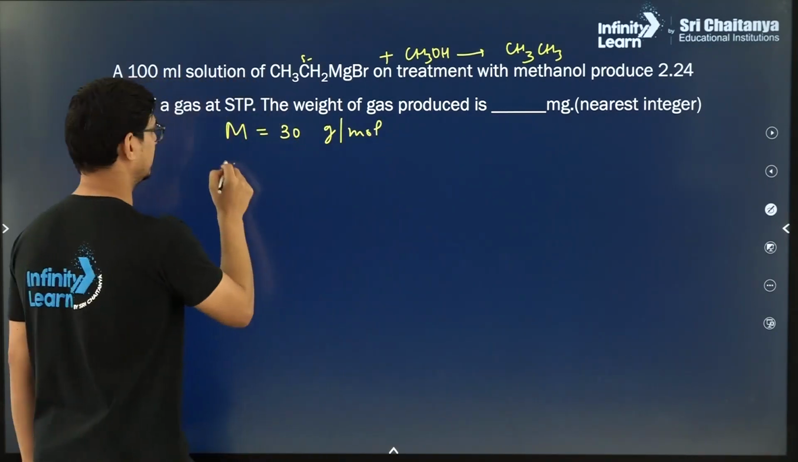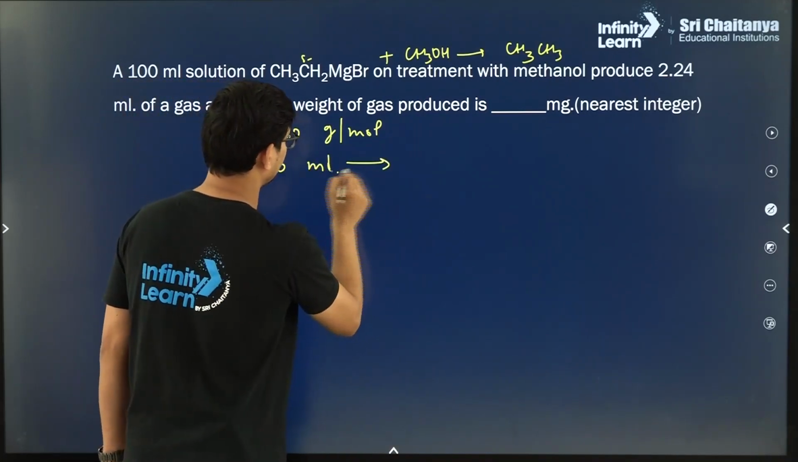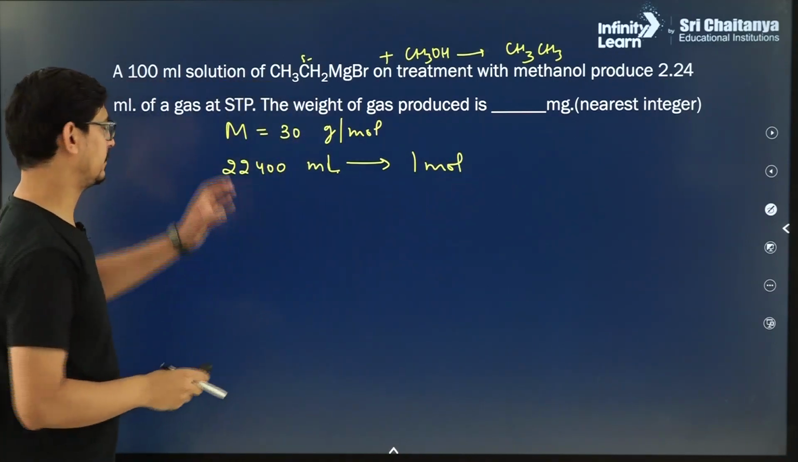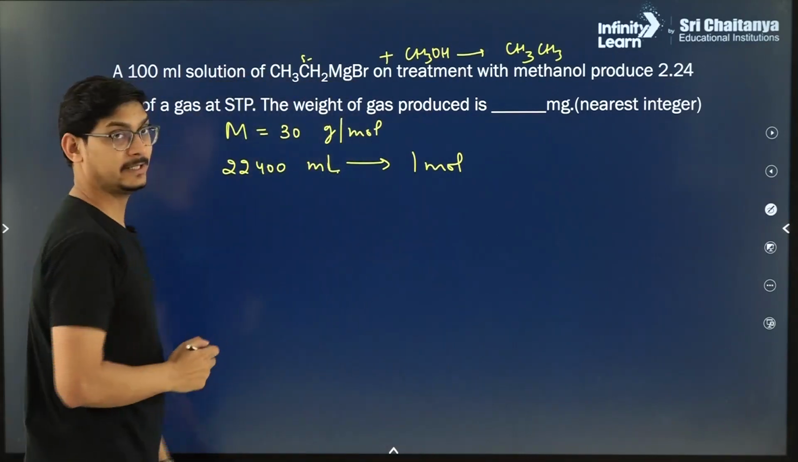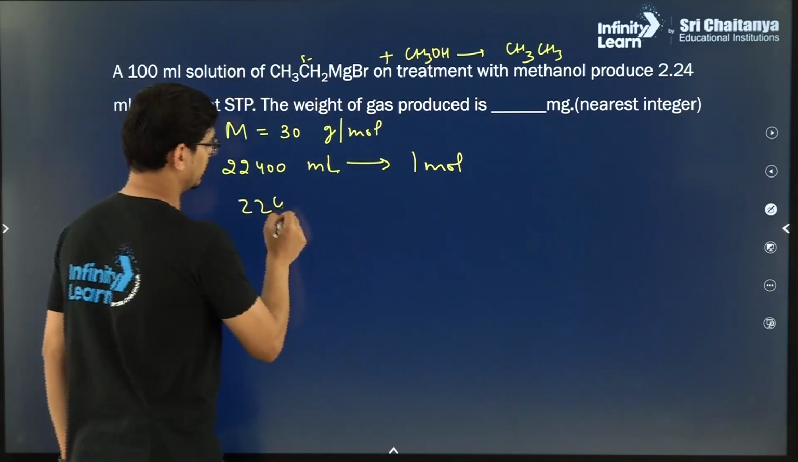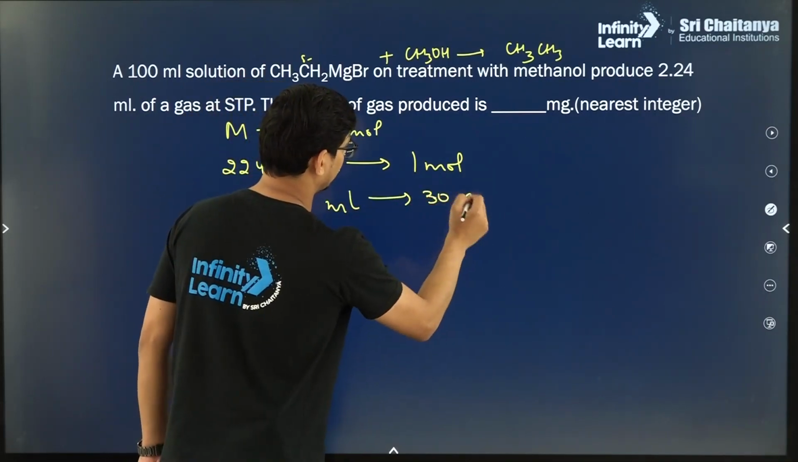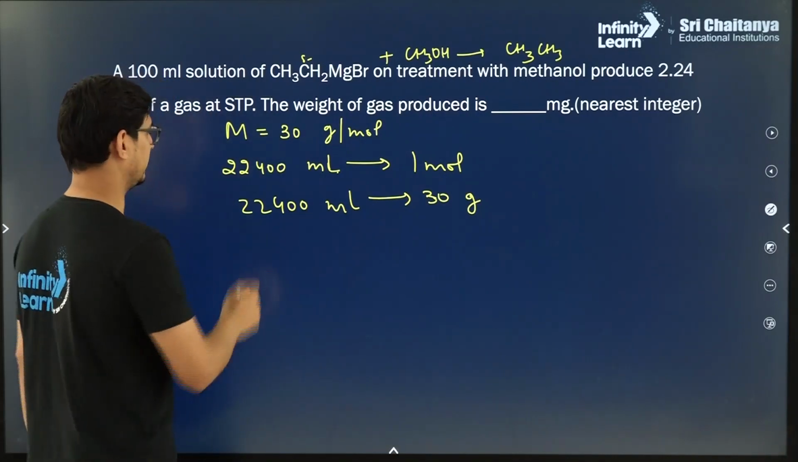Now we all know that 22,400 ml of a gas at STP is 1 mole, right? 22,400 ml of a gas at STP corresponds to 1 mole. For ethane, that should be 30 gram, right? So 22,400 ml should correspond to 30 gram for ethane, but how much volume are we getting? 2.24 ml, that's very little.